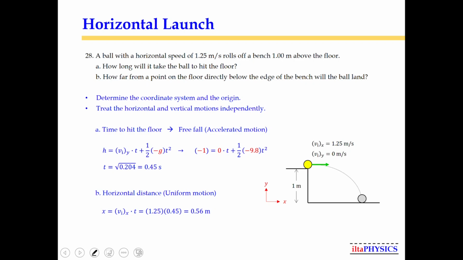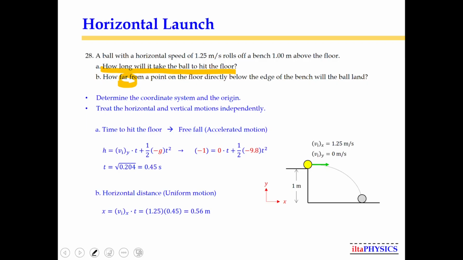Problem number 28 is a classic, basic type of projectile motion. A ball is launched horizontally at 1.25 meters per second from a height of 1 meter. The question asks how long it takes to reach the floor and what the horizontal distance traveled is.